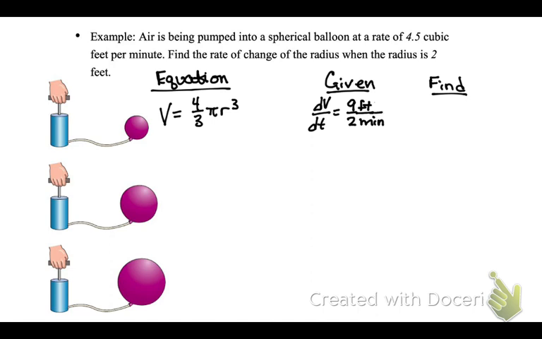Okay. And this is where we're finding dr/dt. Now we have to find what? dr/dt, when r equals 2 feet. All right. So now what? Now we find it.